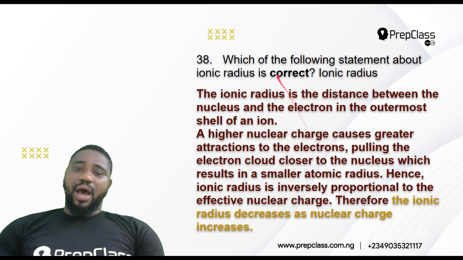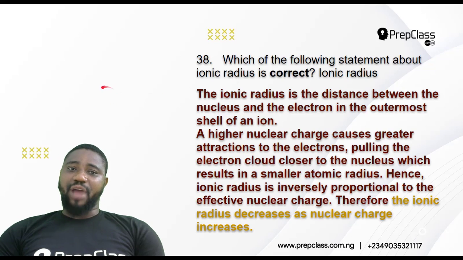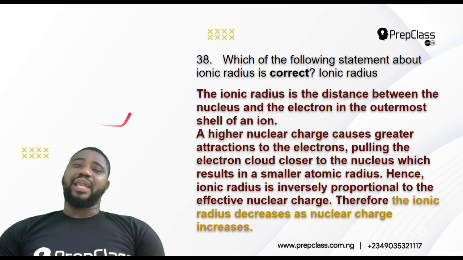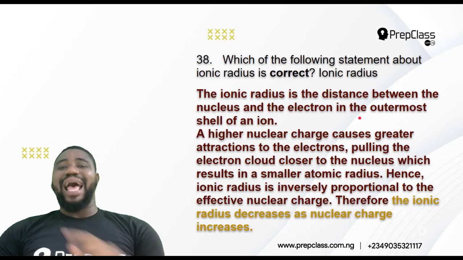Let us see. Now, I said that ionic radius is the distance between the nucleus and the electron in the outermost shell of an ion. Sorry, I didn't draw it, but I believe you know the atomic structure. An atom is made up of the central core, which is the nucleus, and the electrons revolving around it in orbits. You must have learned it in SS1. The nucleus is at the center, made up of protons and neutrons, with the electrons revolving around the nucleus.